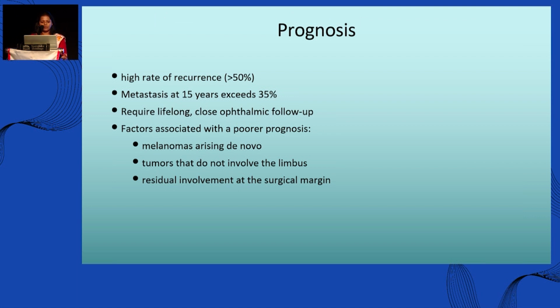And here also consider the prognosis. There is a high rate of recurrence of more than 50%, and metastasis at 15 years exceeds 35%, and they require lifelong close follow-up. Factors associated with poor prognosis include melanomas arising de novo, tumors that do not involve the limbus, and residual involvement at the surgical margin.